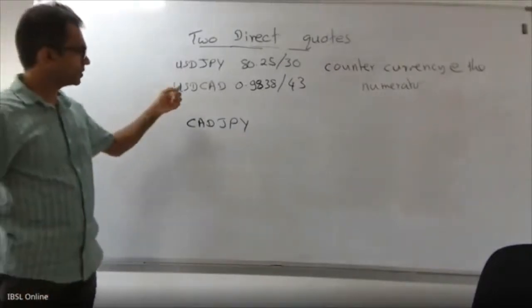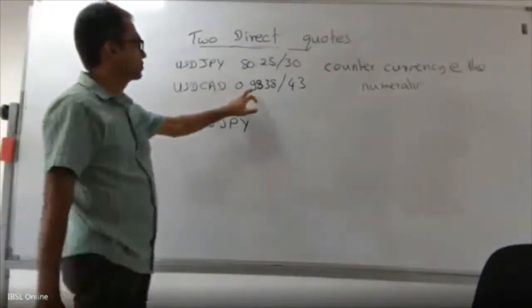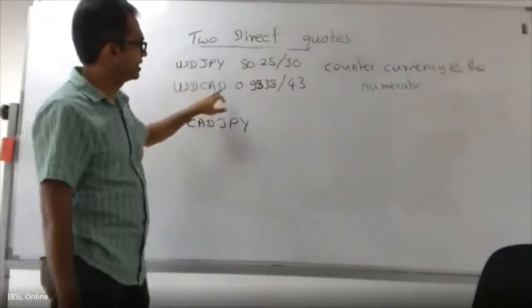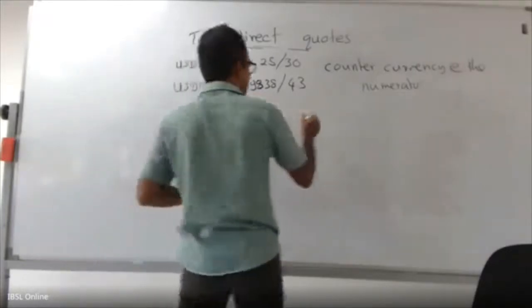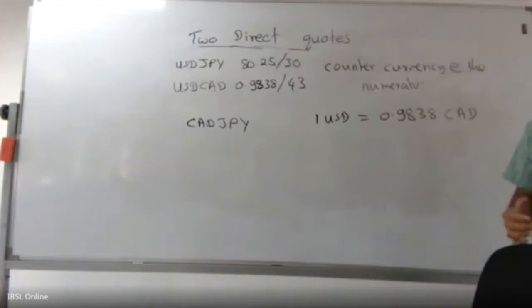If you consider dollar and CAD, which one is stronger? Dollar. Calculate. What does it mean? USD CAD equals 0.9838. What does it mean? 1 USD equals 0.9838 CAD. Correct? Yes.